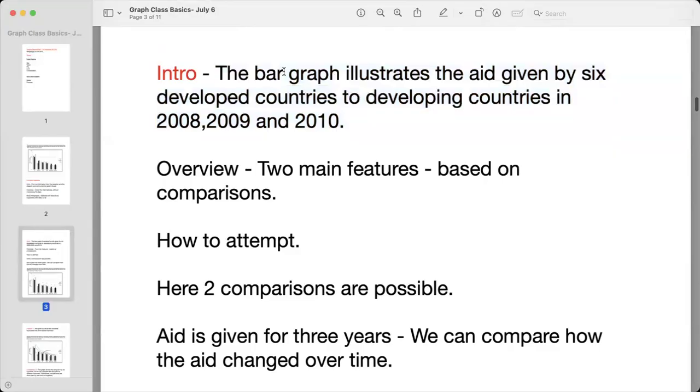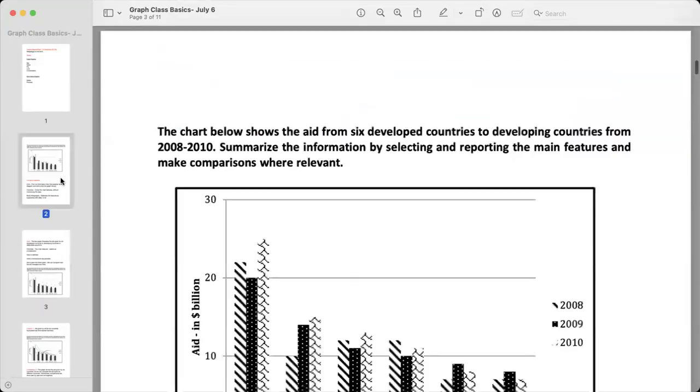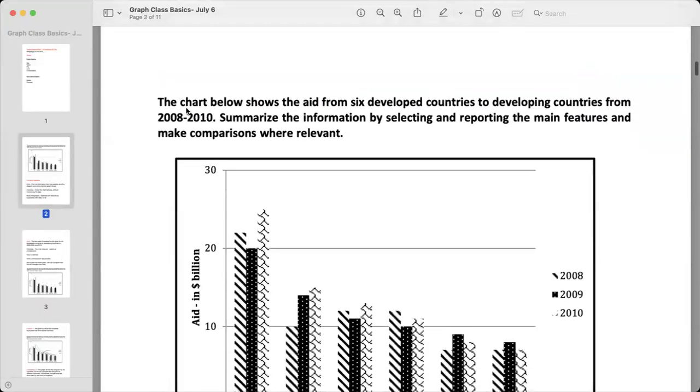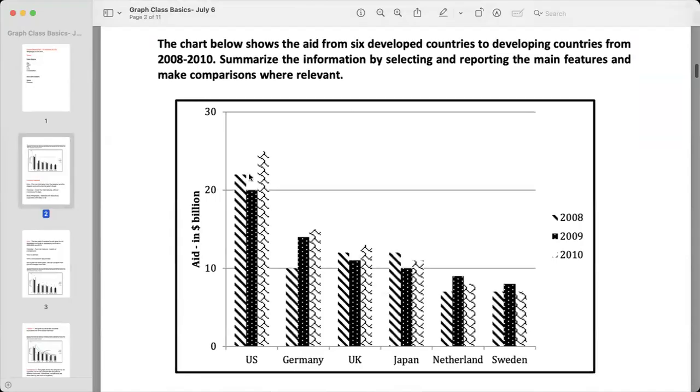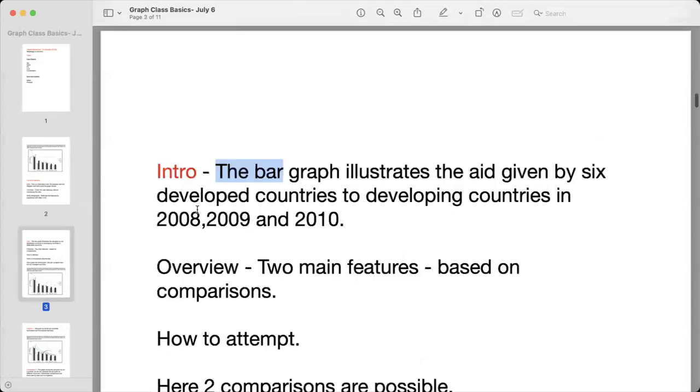The only thing that I've taken from the question or the diagram is one thing. If you read here, the question says the chart below shows. So there's one piece of information I've taken from the diagram. It's such a critical piece of information: the name of the graph, the type of the graph. It's a bar graph. That's what I've written here. The bar graph illustrates the aid given by 6 countries to developing countries in this year, and this year.